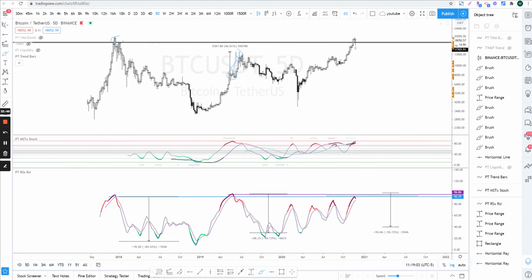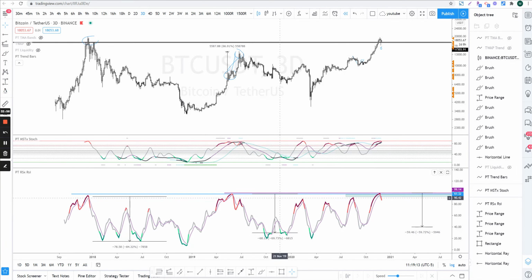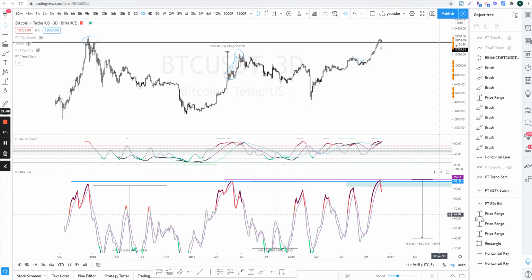5 day already crapped. 5 day still has room too, man. We all got room. But ooh, this doesn't look like it has room.